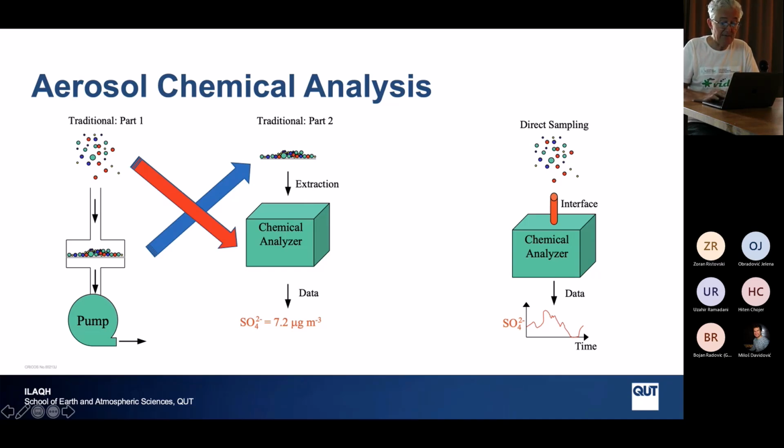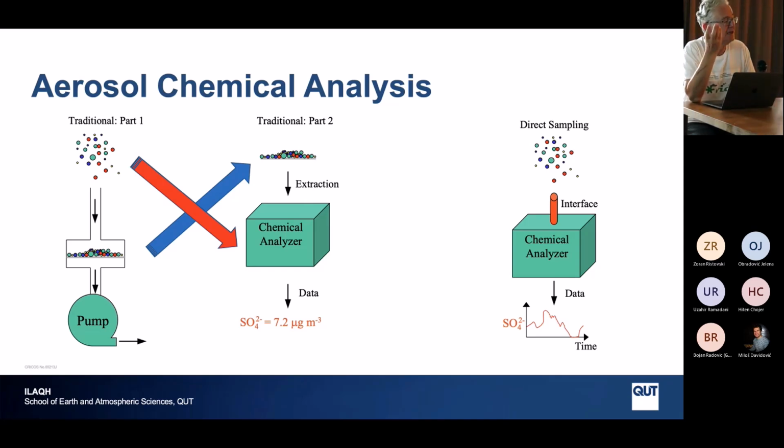In direct sampling, we take the samples through an interface, and the key part here is the interface. How do we bring particles from the gas phase into vacuum, into a mass spectrometer, and how do we evaporate the particles in order to analyze them by mass spectrometry? You can't analyze the particle. You can only analyze individual molecules or atoms. So you first have to evaporate your sample.